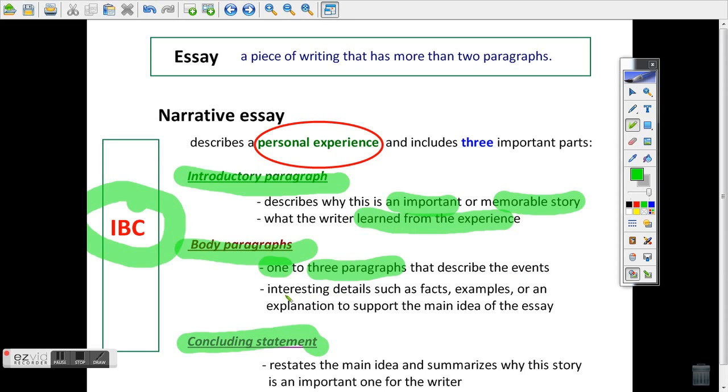It adds also interesting details, such as facts, examples, or explanation to support your main idea of the essay. Again, where is your main idea from? Here, from an introductory paragraph. And the concluding statement, it restates the main idea and summarizes why this story is an important one for you. So restate, you state, or you write again about your main idea, okay, about the intro, and then you give a summary why the story is very important for you.